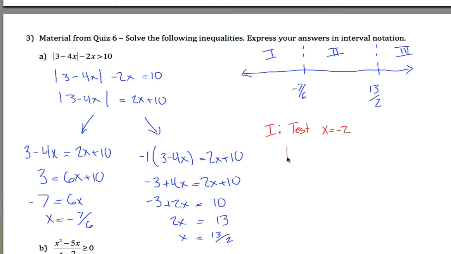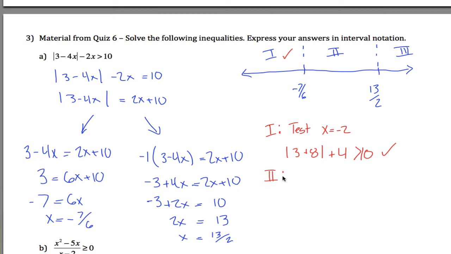Well, let's see, the absolute value of 3 minus 4 times -2, which is 3 plus 8, minus 2 times -2. Is that greater than 10? I think it is. This is 11. The absolute value of 11 is 11, plus 4 is 15. Yep, that seems to work. These numbers are part of my solution.